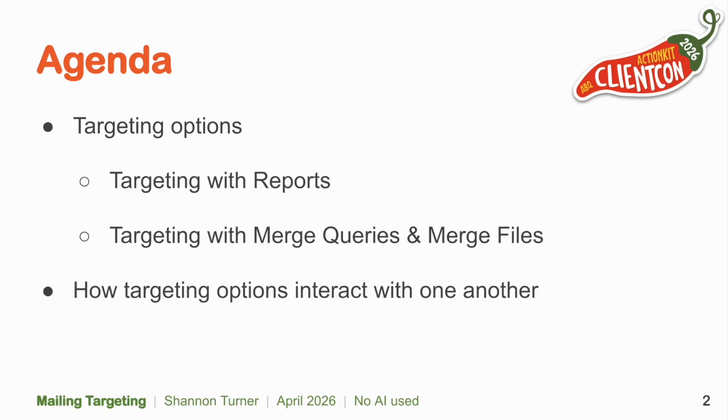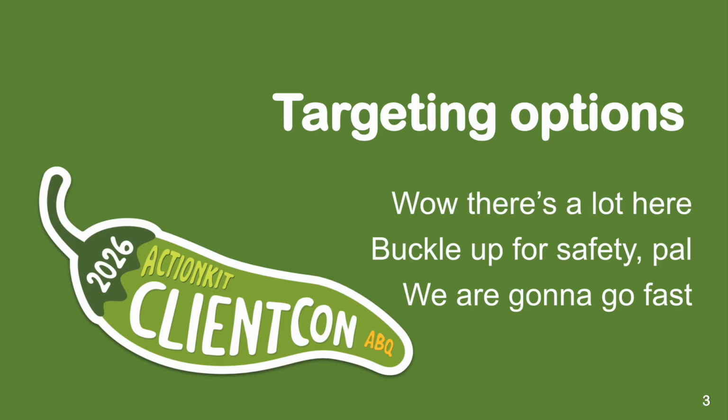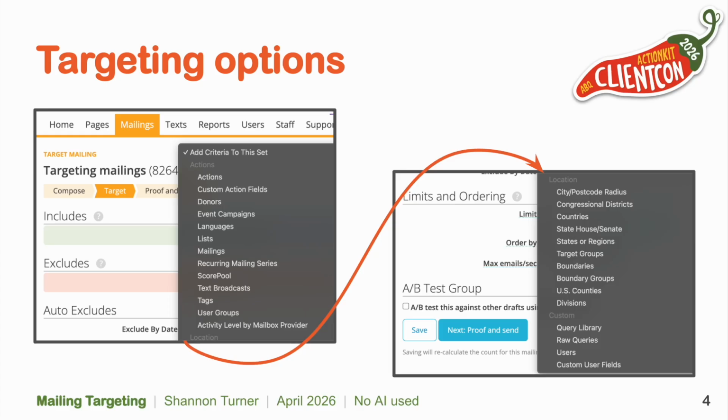This is our agenda for the training. We're going to go through all of the targeting options one by one, and even though this is a beginner level training, I want to point out a few things that are just a little bit more advanced, like targeting with reports, merge queries, and merge files, just so you know what they are when you see them. And I'll also link to some other trainings that you might find useful as well. So let's go ahead and take a look at each targeting option one by one.